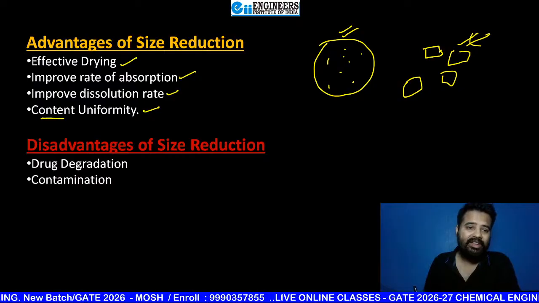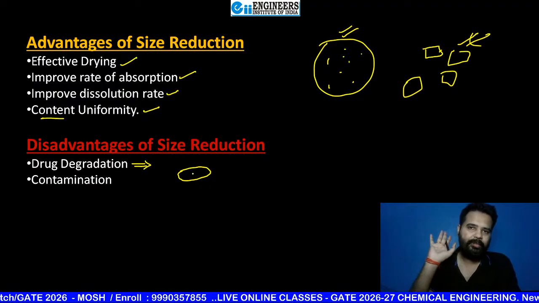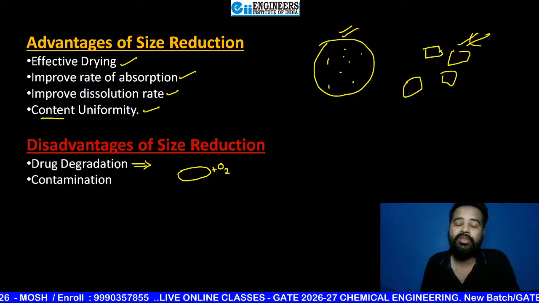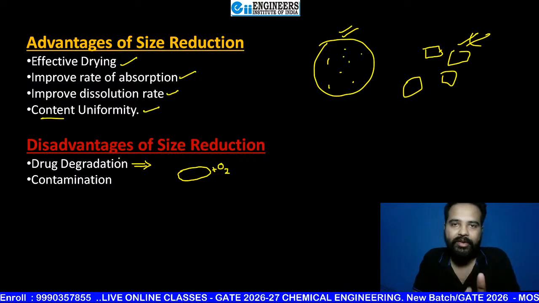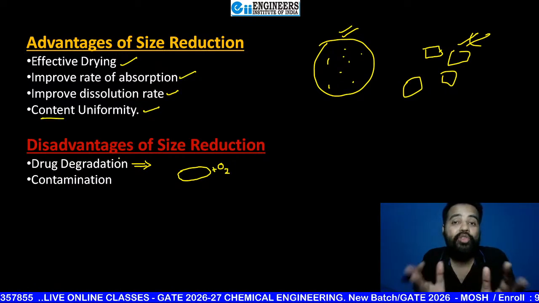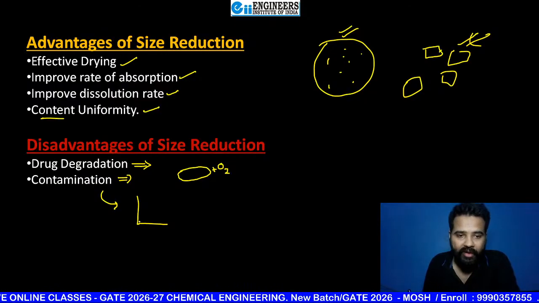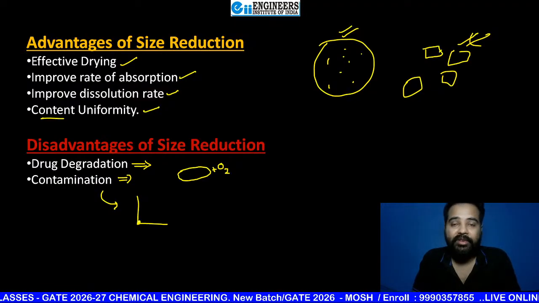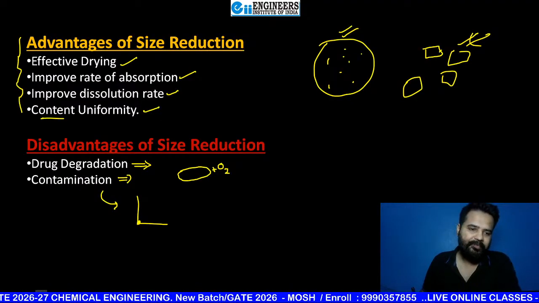What is the disadvantage? Drug degradation. Sometimes when you reduce the size of something used in the drug industry, then during size reduction, if it makes contact with oxygen, it will start degrading. That is a problem seen during size reduction, and to prevent it, you reduce size in an inert environment, where you supply nitrogen, an inert gas. What is contamination? If the size is very small, then particles can contaminate the corners of your vessel. So these are some disadvantages. More advantages, very few disadvantages.